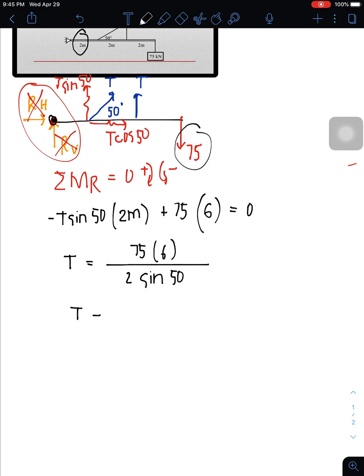This is our axial force. So let's solve for that force: 75 times 6 over 2 sine 50. You have 293.717, and the value here is in kilonewtons. This is our axial force in the cable.